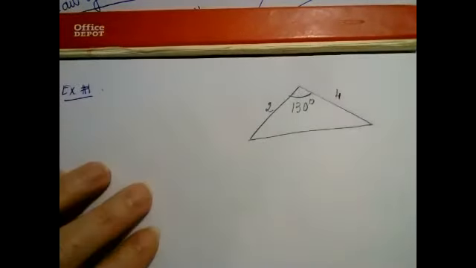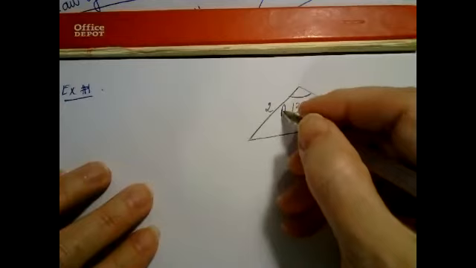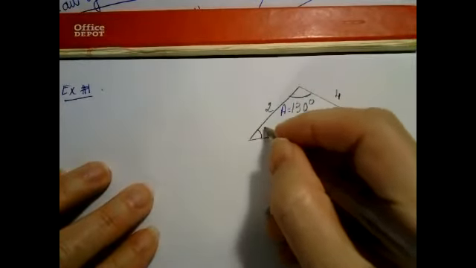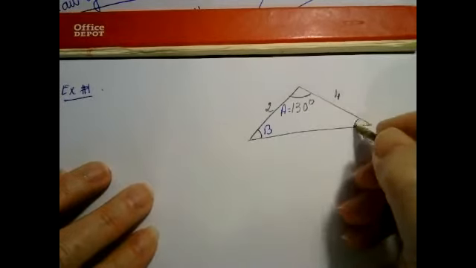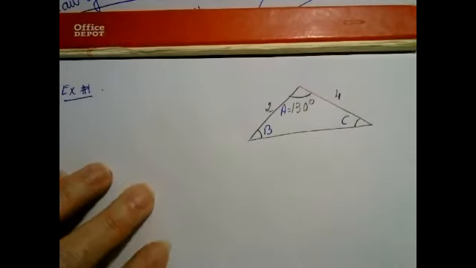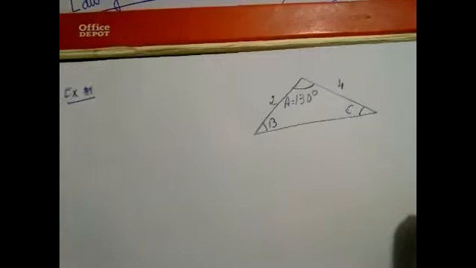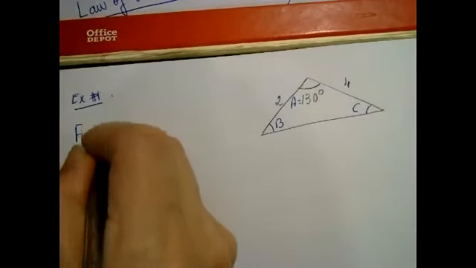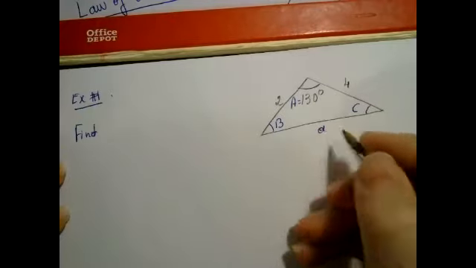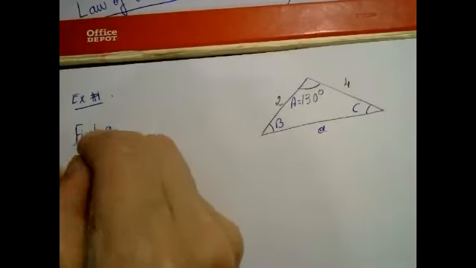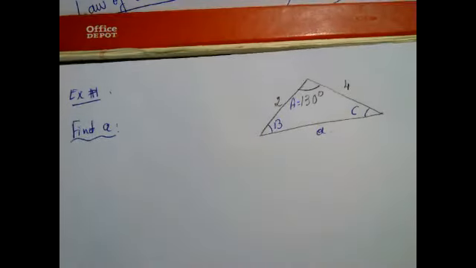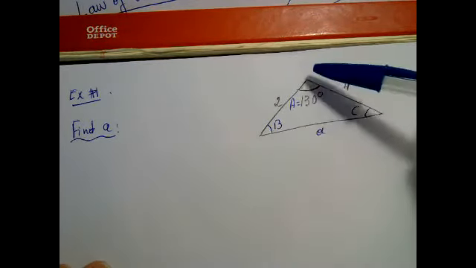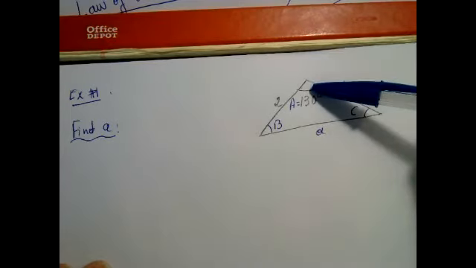Let me give it a name. For example, I'm going to call this angle A, this one capital B, and this one capital C. All right, so question number 1 is, find A. Okay, so I gave you the side C, and I gave you the angle in between.